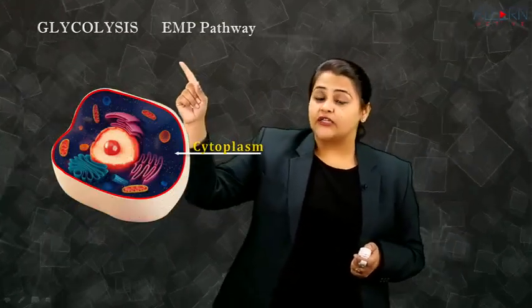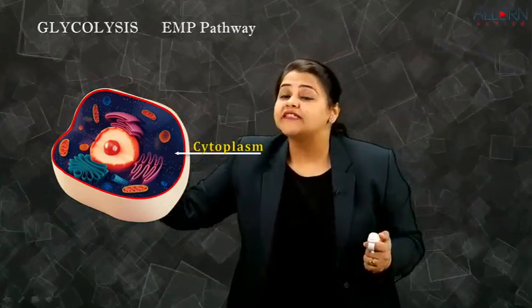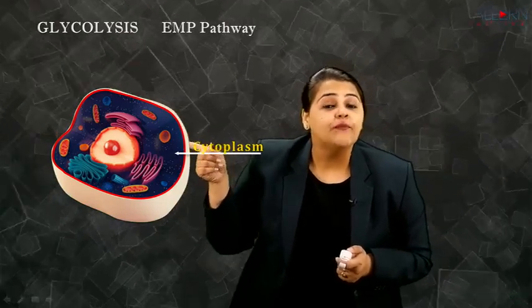This glycolysis process is also called the EMP pathway, because there were these three people, Embden, Meyerhoff and Parnas, who discovered this pathway inside the cell, and in their honor we have kept the name of glycolysis as the EMP pathway. What is EMP? It's the Embden, Meyerhoff and Parnas pathway. Now, glycolysis will happen in the cytoplasm of the cell. The cytoplasm is nothing but the liquid portion of the cell.